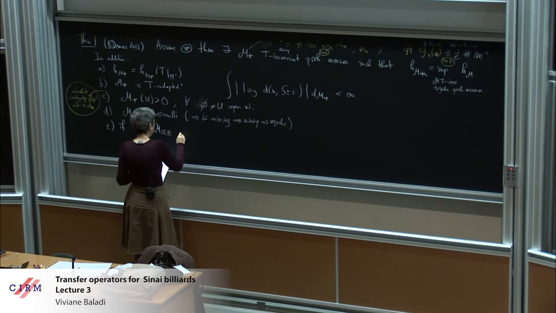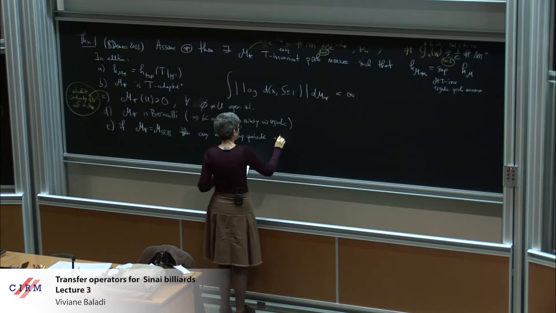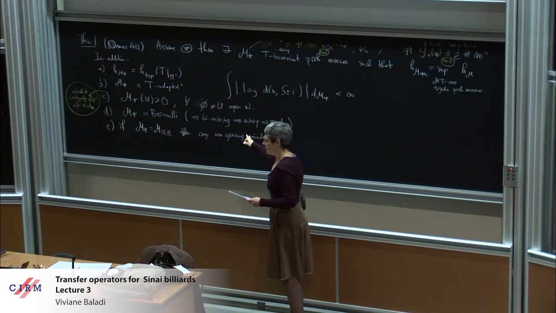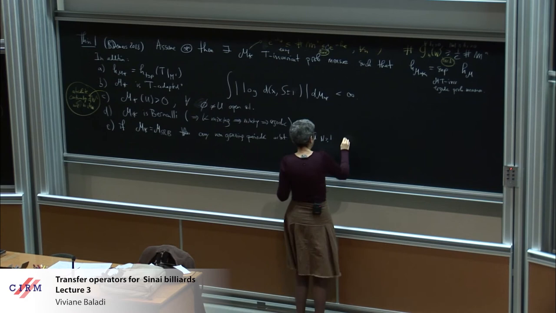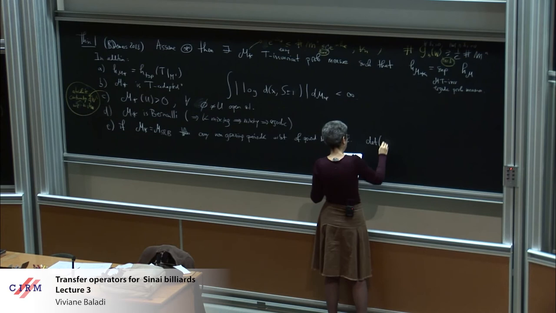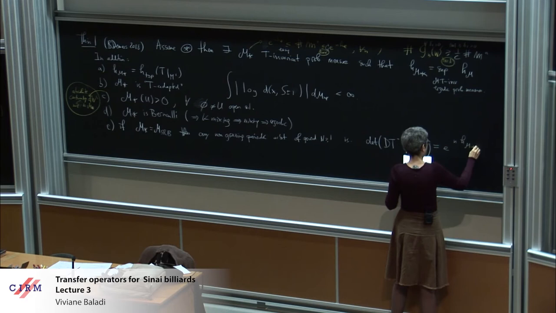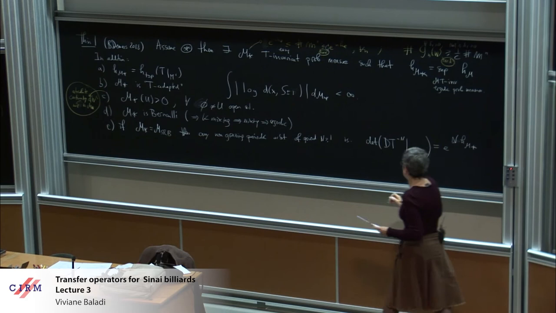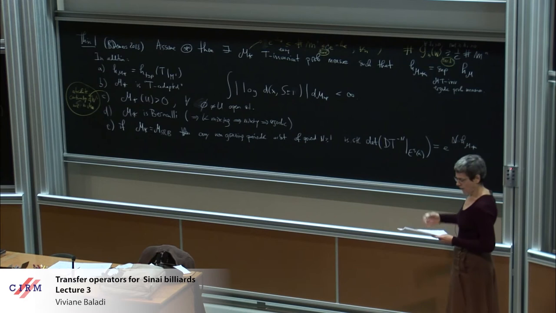then any non-grazing periodic orbit, a non-grazing periodic orbit being a periodic orbit which has no collision which is tangential, so any non-grazing periodic orbit of period, say, N, has this very rigid and crazy property, which I think is never going to happen, that its multiplier is exactly the topological entropy times N. So of course, I think everybody believes that this is not possible for a Sinai billiard, but I don't know how to prove that it's not possible.